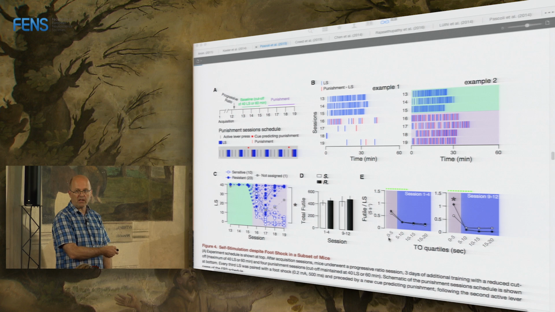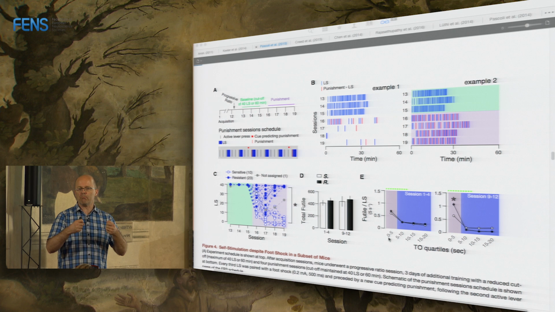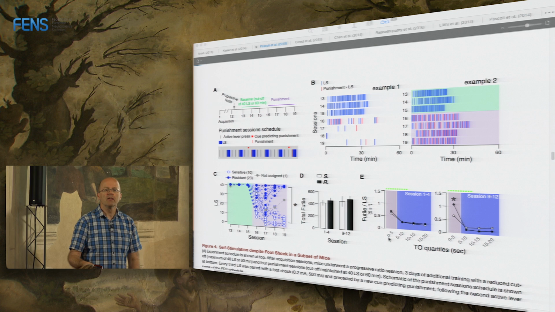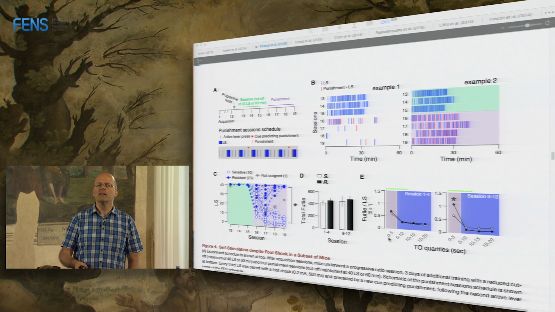So is there something we can pick up in their behavior that would allow us to say whether the animal is going to be resistant or sensitive? Well, you look at the lever presses. You compare the active and inactive lever presses. Well, few times. During which period exactly? Well, just before the time period where you can't.